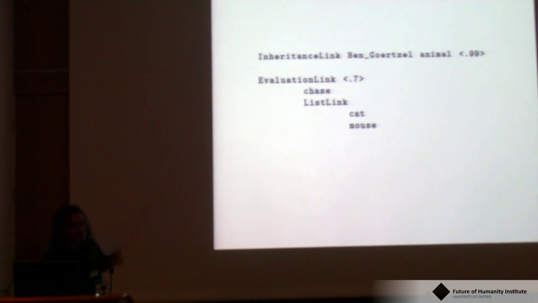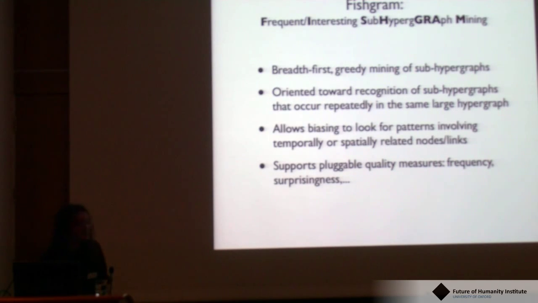So cats often chase mice, and these are to be interpreted in a kind of probabilistic term logic, which is described in the Probabilistic Logic Networks book that I alluded to, which has some relation to Pei Wang's uncertain term logic, except he doesn't use probabilities. And basically what we do to mine patterns is greedy pattern mining, not all that different from G-span or other frequent subgraph mining algorithms. I mean, it's breadth-first greedy mining of subhypergraphs in the large hypergraph knowledge representation.